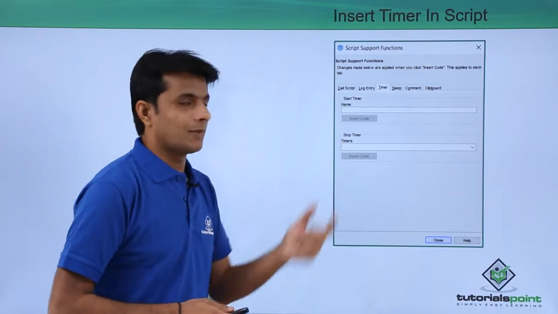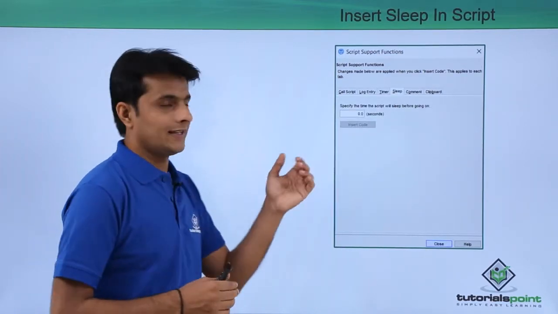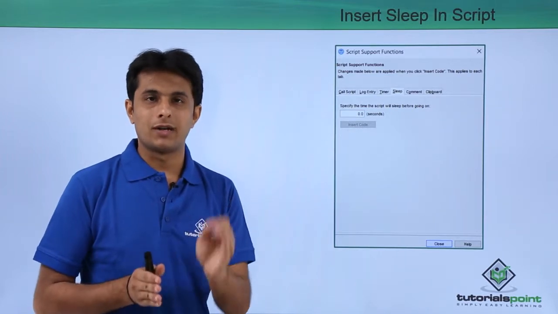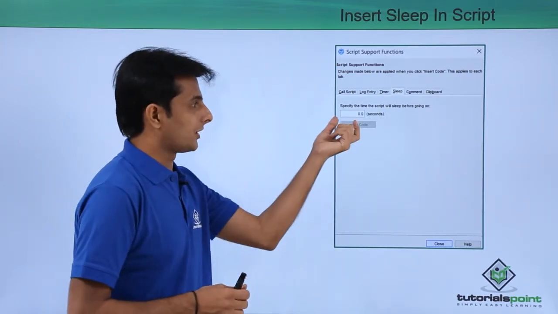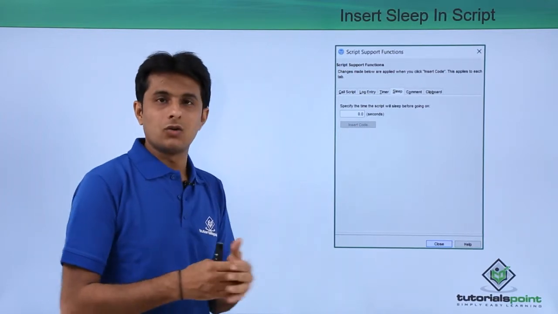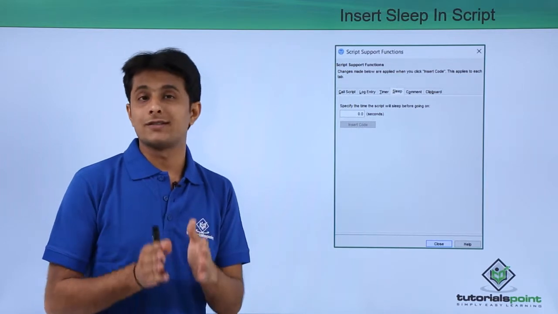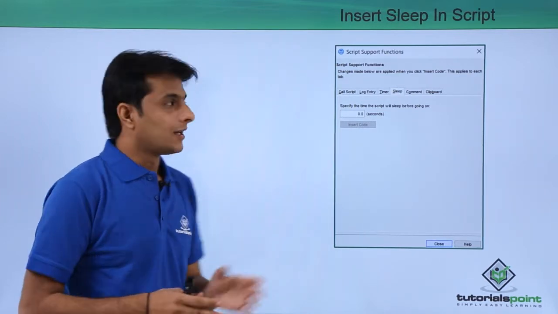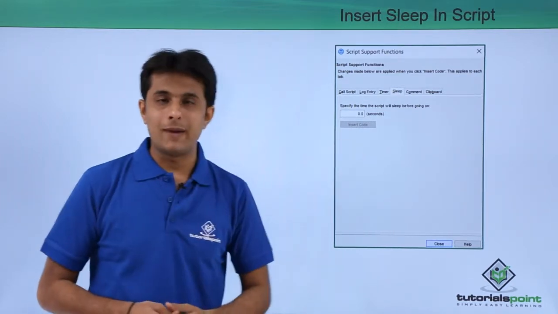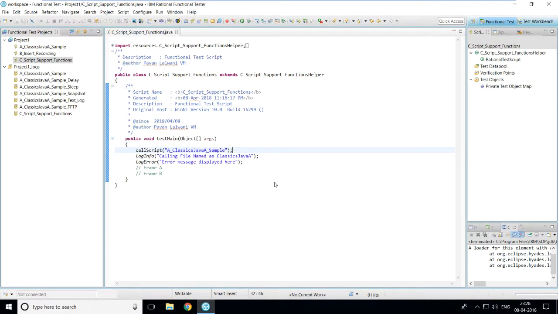Similar to timer, we have a sleep command, which basically pauses your script for a particular number of seconds. So if you use, let's say, 5 seconds and click on insert code, code would be generated into your script where your script will stop, or pause, for 5 seconds. Let us see practically how you work on sleep and timer. All right, so we have timer and sleep commands in script support functions.